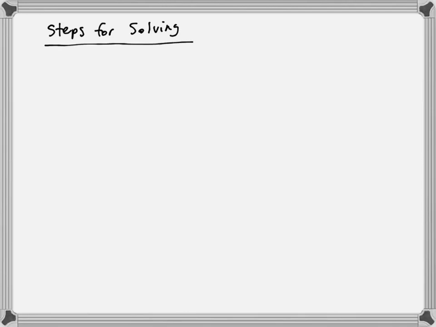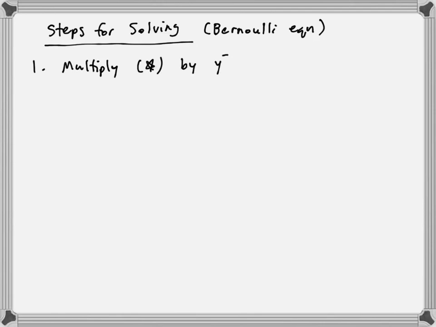Step 1. And this is for the Bernoulli equation, right? So step 1 is you're going to multiply star by y to the negative n. So if you multiply both sides of the differential equation by y to the negative n, you end up with the following.